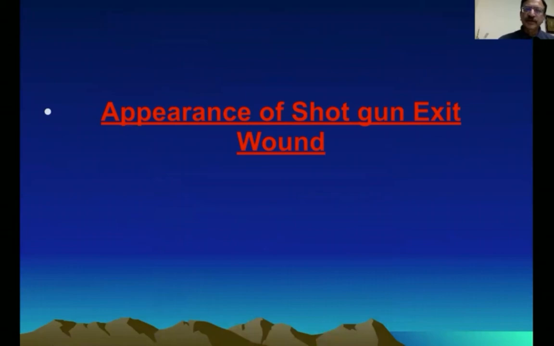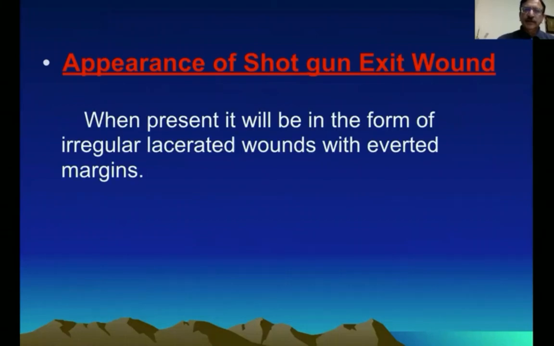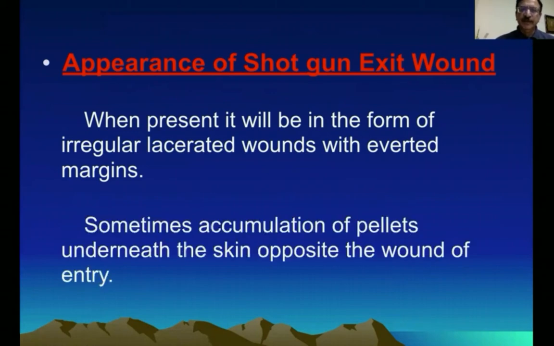Now the appearance of shotgun exit wound, that is, smooth bore exit wound. Usually the pellets, if they enter into the body, do not exit because they are not high velocity, and by passing through the body they lose their velocity and rarely exit. But if they exit, there can be an irregular lacerated wound with everted margins. And sometimes the pellets may accumulate underneath the skin opposite the wound of entry.